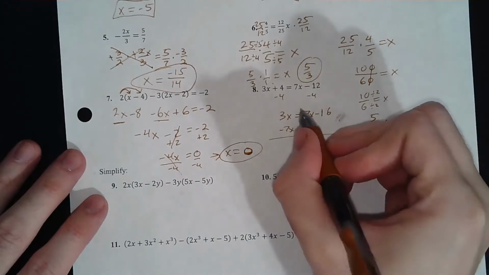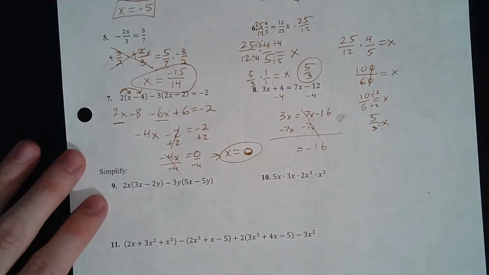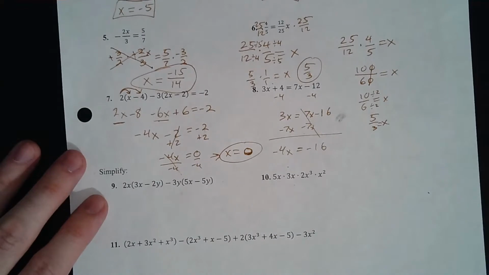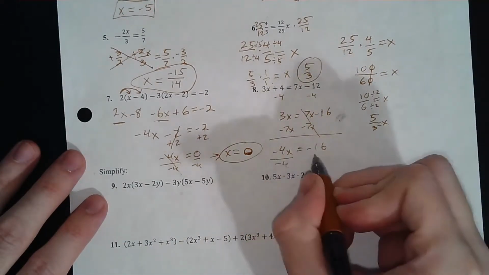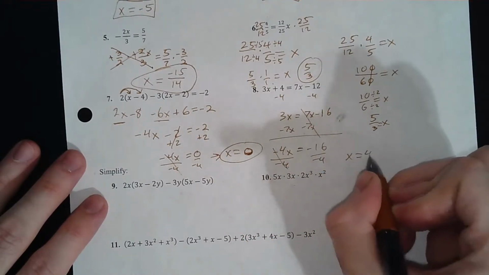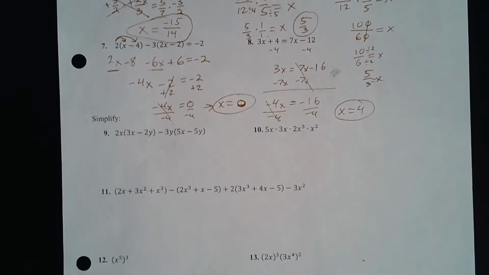The reason why is this cancels out completely, and you're just going to get negative 16 over here. And 3 minus 7 is negative 4 on that x. And now I can divide both sides by -4. And I get x equals +4. -16 divided by -4 is +4. Easy enough. We are almost done with this page.